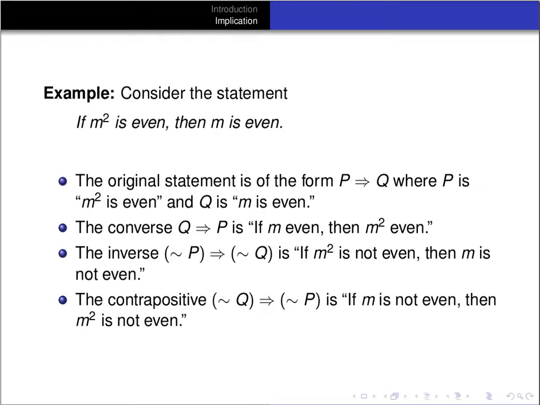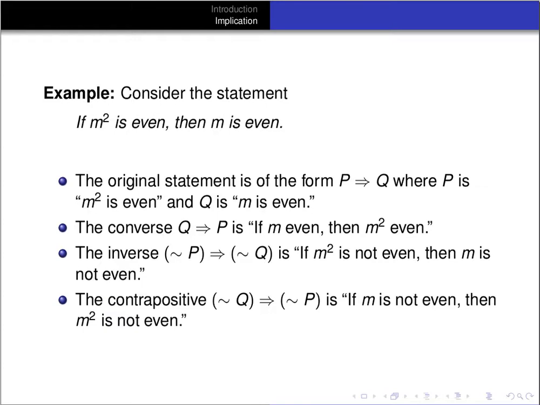Okay, and again, if we think about whether or not these statements are true or false, if m squared is even, then m is even. The original statement is true, and so is the contrapositive. If m is not even, so if m is odd, then m squared is not even. M squared would also turn out to be odd there. And here, unlike in the previous example, the converse and the inverse are also both true. So if m is even, then m squared is even. That's true. And if m squared is not even, so if m squared is odd, then m is not even, then m is odd. That's also true.